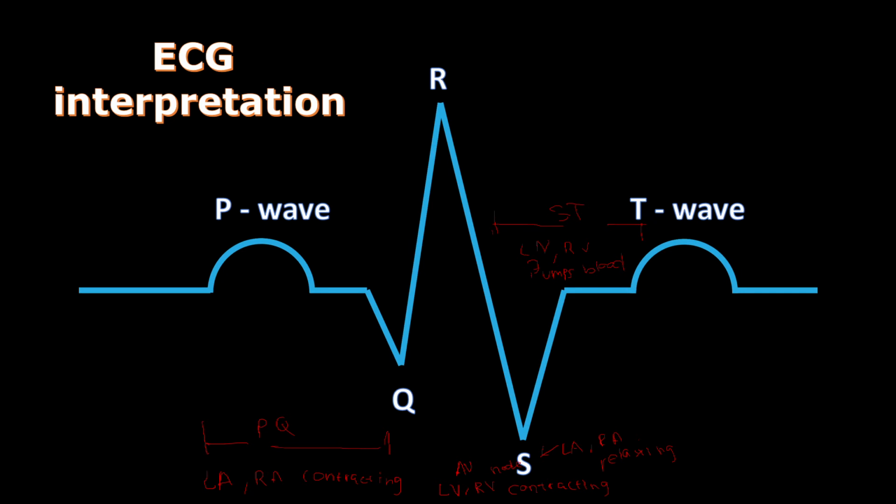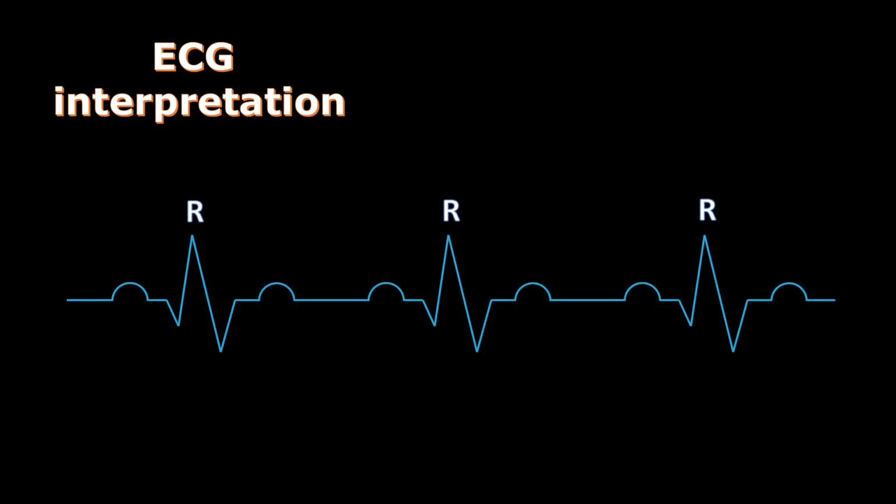And the T wave represents ventricular repolarization. Let's say the ventricles are now relaxed. So the left ventricle and right ventricle now are relaxing. Okay? So the cycle repeats itself with every heartbeat.